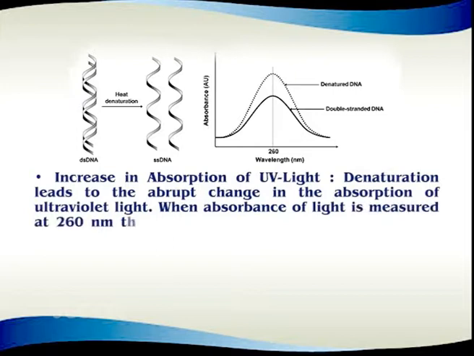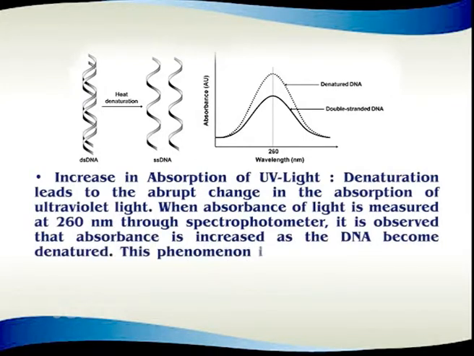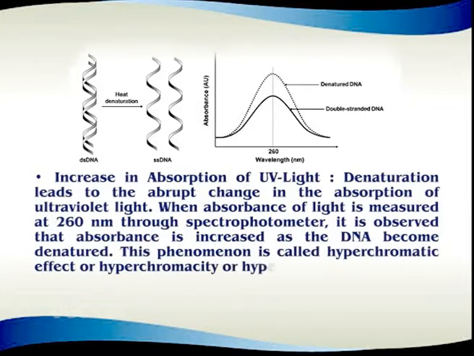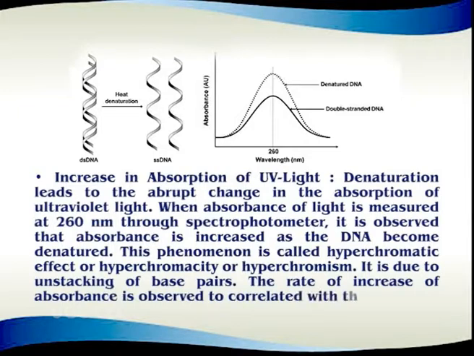When absorbance of light is measured at 260 nanometer through a spectrophotometer, it is observed that absorbance is increased as the DNA becomes denatured. This phenomenon is called hyperchromic effect or hyperchromicity. It is due to unstacking of base pairs. The rate of increase of absorbance is observed to correlate with the degree of denaturation.